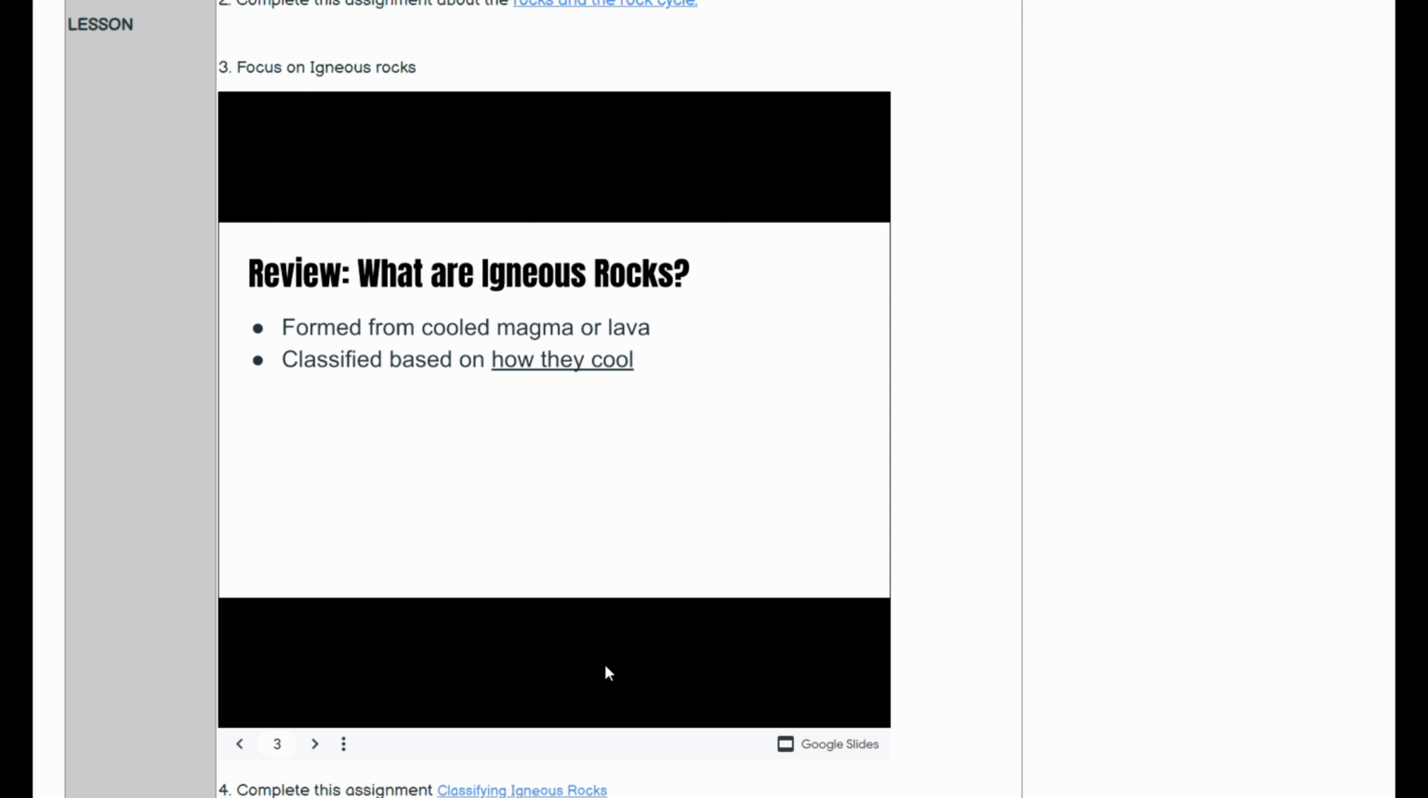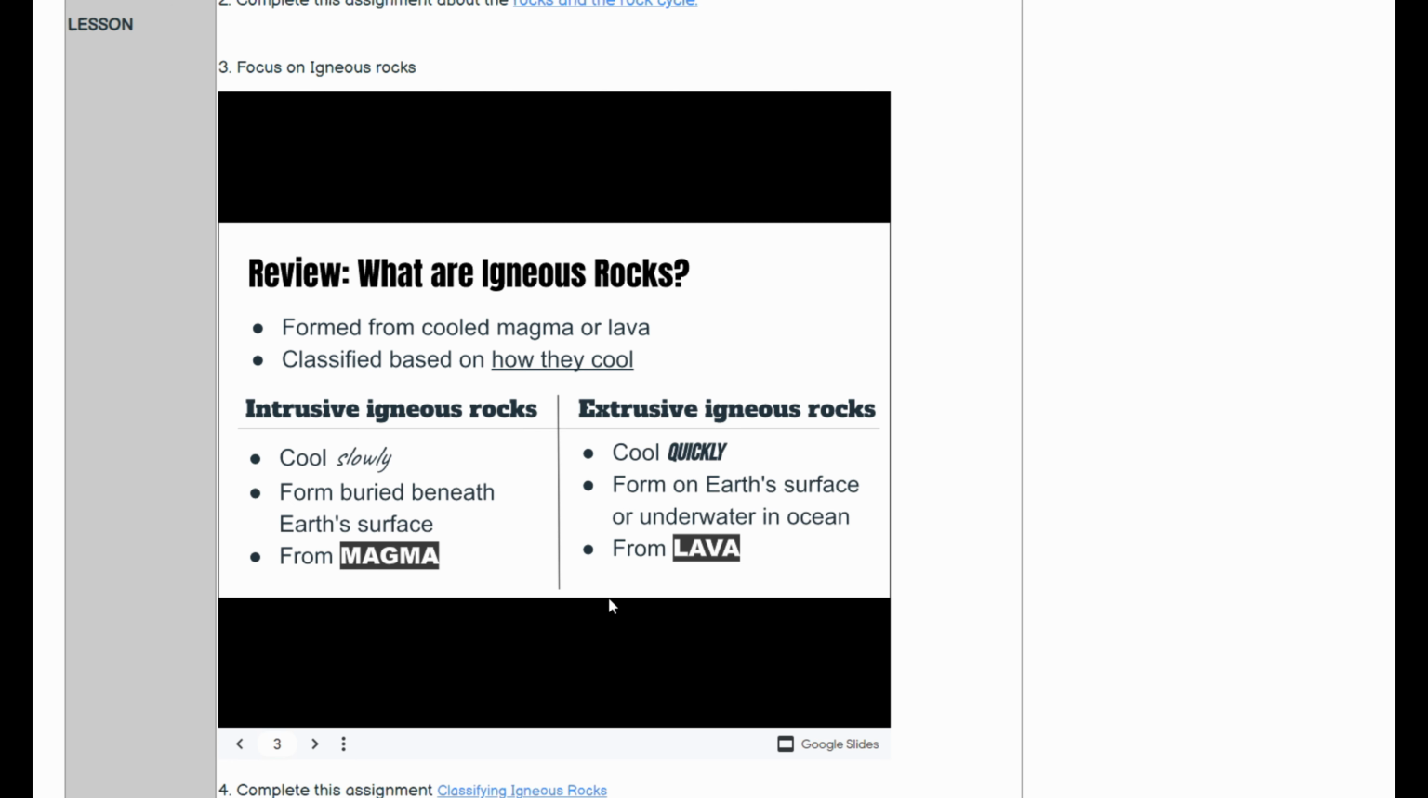So, you should already be able to answer these questions. What are igneous rocks? They're formed from cooled lava or magma. They're classified based on how they cool. And then we have our nice little T-chart here. If you've not already gotten this down into your notes, you need to copy this T-chart down. Intrusive rocks cool slowly, form deep in the Earth's surface, and they come from magma. Extrusive rocks cool quickly, they form on the surface, and they come from lava.